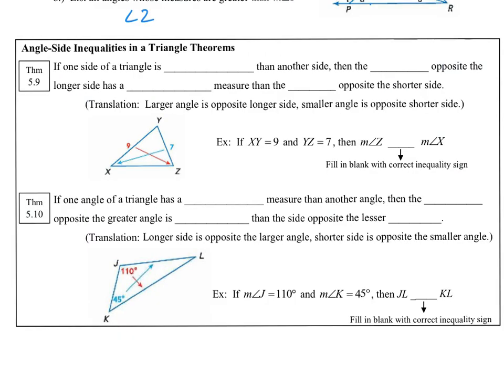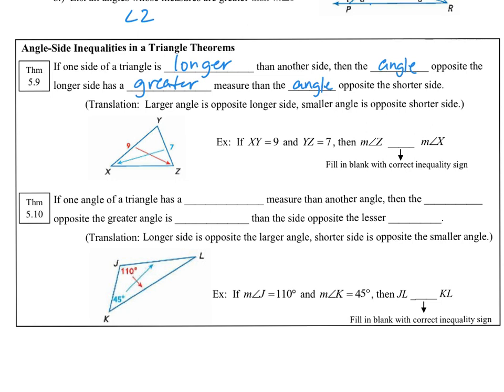So now let's look at a couple of theorems that have to do with the relationships between angles and sides within one triangle. So these are angle-side inequalities in a triangle theorem. So the first one says, if one side of a triangle is longer than the other side, then the angle opposite the longer side has a greater measure than the angle opposite the shorter side. So that's pretty wordy.